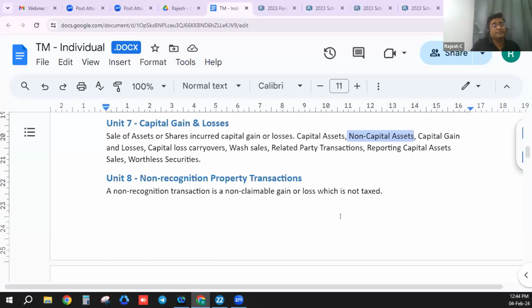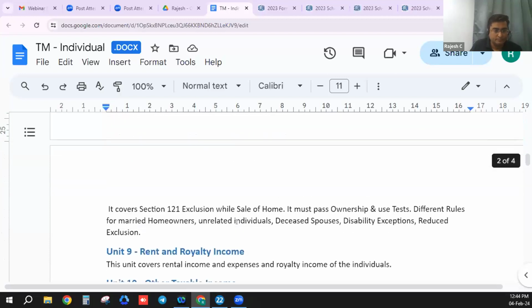There is another unit called non-recognition property transactions. These are non-recognized gains or losses, which are not taxed, but for basic understanding we have to go through this module as well. These are properties where we have a gain or loss, but it does not count as taxable. It also covers the section 121 exclusion on the sale of a home.